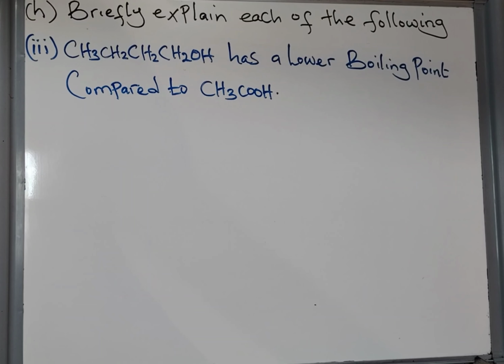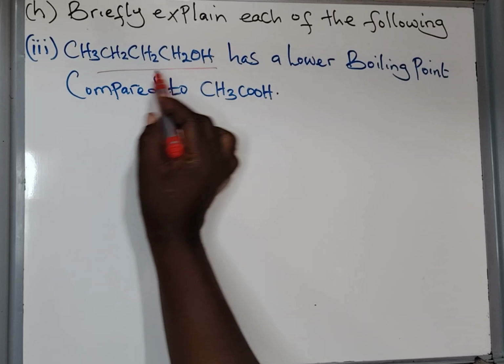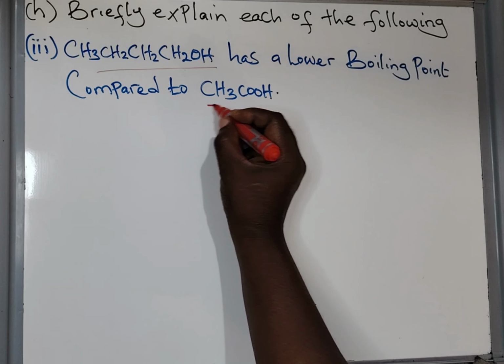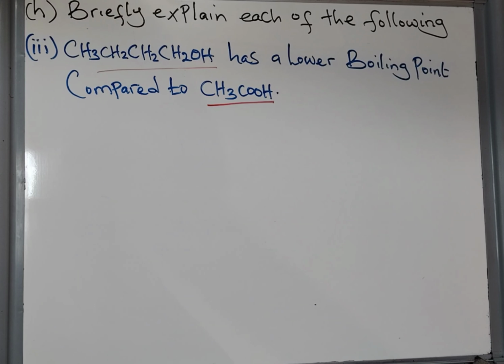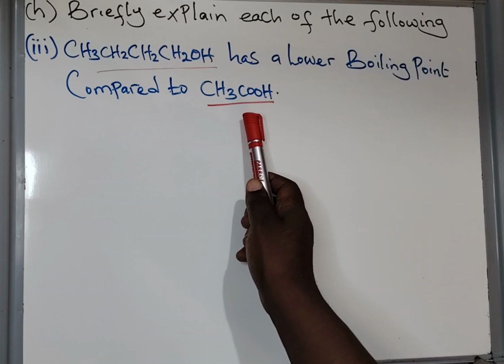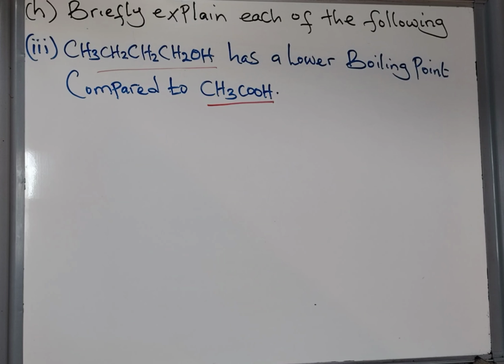So comes this question, and it says that this compound here, let us see, 1, 2, 3, 4. It is 1-butanol, or butan-1-ol, and it has a lower boiling point compared to ethanoic acid. If you look at this one, it's bigger. We would expect it to have a higher boiling point compared to this one, but it's not. And what is the cause of that difference, or that anomaly?